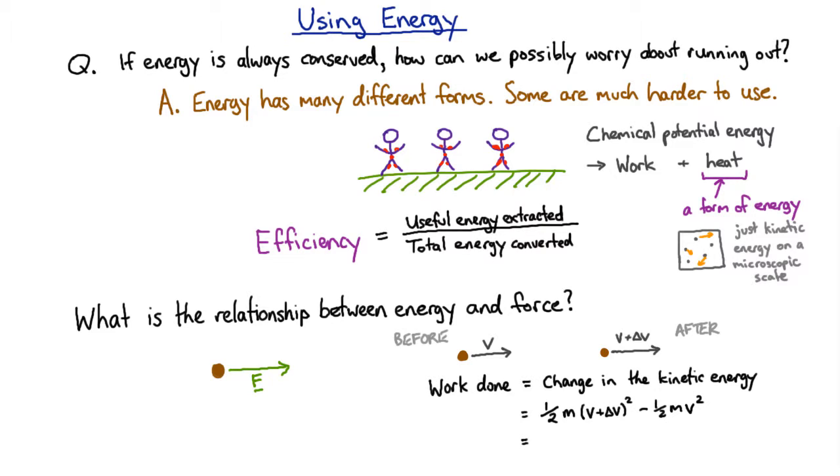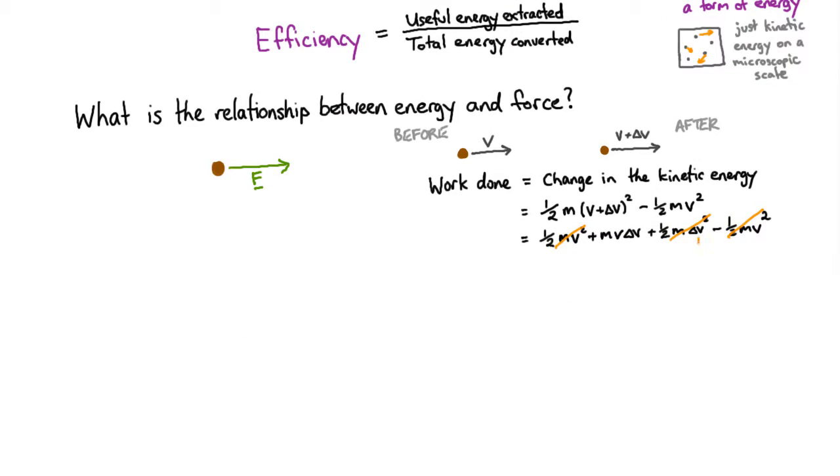Let's expand out that bracket. And of course, those two things cancel. And we can also ignore this, because as we make delta v smaller and smaller compared to v, then this term is going to be increasingly small compared to the other term. And so we can neglect it, because we can make delta v as small as we like until we're happy with that approximation. So all we have to do is relate this delta v, this change in velocity, to our force.